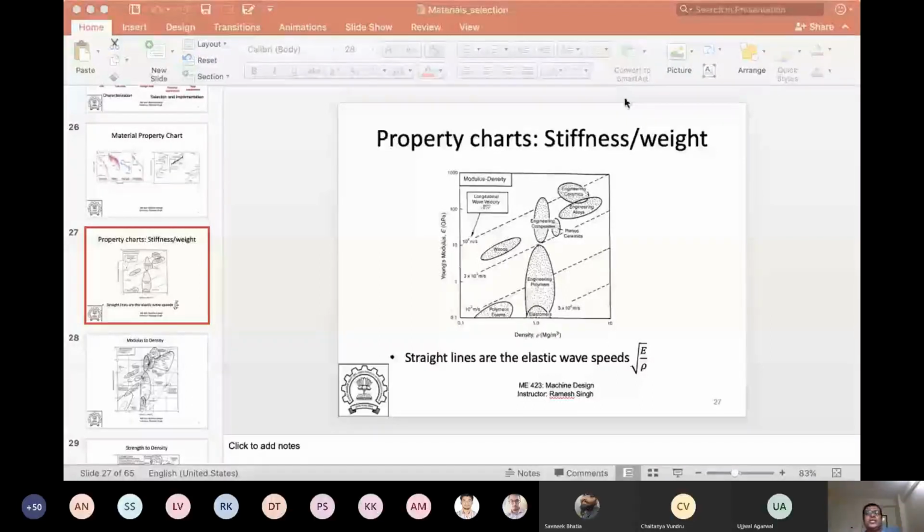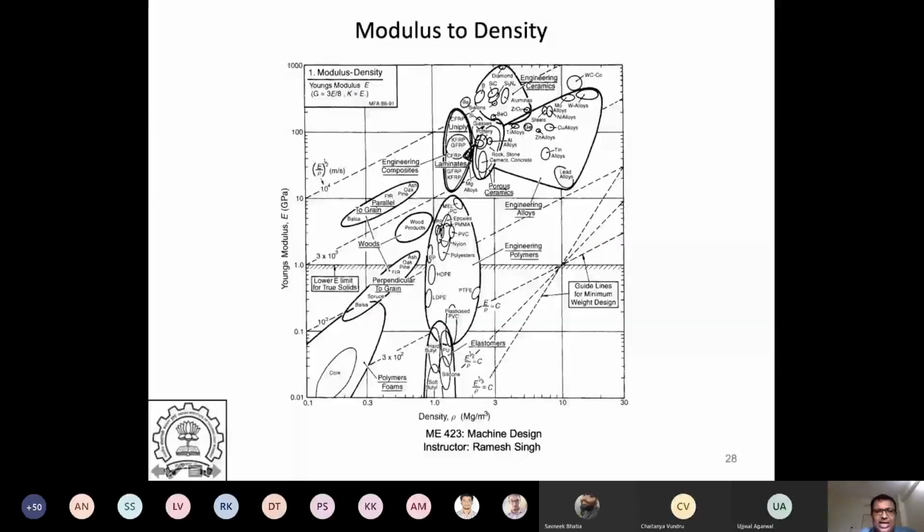This chart is basically modulus to density. This is a very important chart. How do you use this chart? See, which material has the highest modulus? The usual suspects are ceramics, because ceramics have very high modulus. They have very high strength also, but right now we're talking about modulus. Diamond has the highest modulus, if you see.